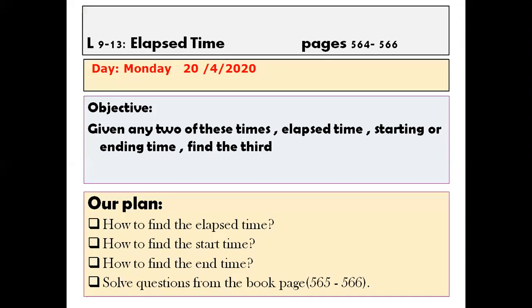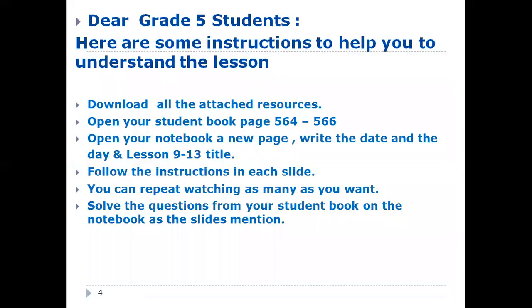The main objective of our lesson is, given any two of these times, elapsed time, starting or ending time, to find any of them. So you might be given the starting time and the ending time, so you will find the elapsed. You might be given the elapsed time and the starting time, so you need to find the ending time, or you might have elapsed time and ending time, so you will find the starting time. So you need to pay attention very well to the lesson.